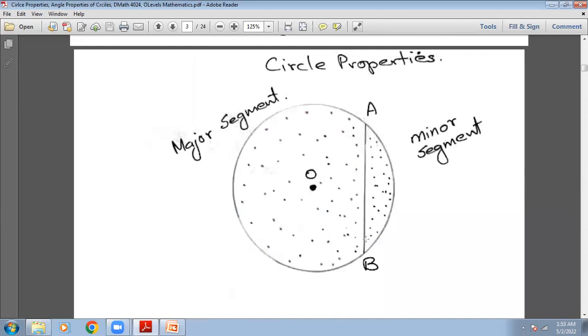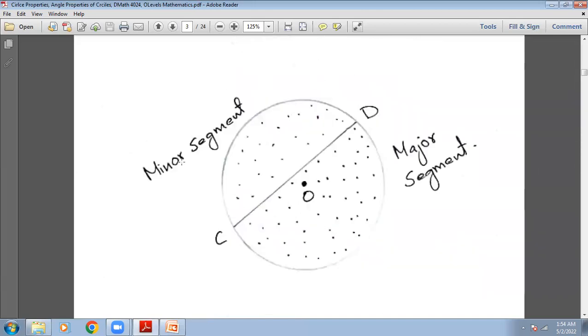Whenever you draw a chord, the circle is divided into 2 parts. This portion, which looks smaller, is called the minor segment. And this portion here is called the major segment because it's a larger portion. So when you draw a chord, the circle is divided into 2 portions, and each portion is a segment. The smaller one is called the minor segment, and the larger one is called the major segment.